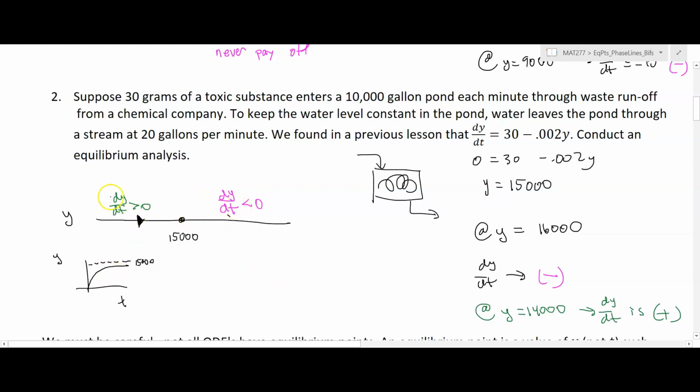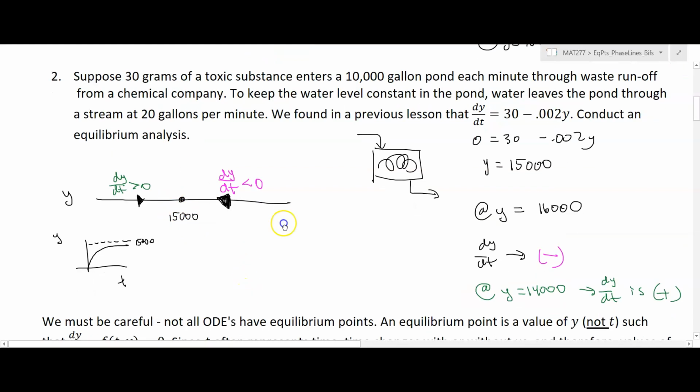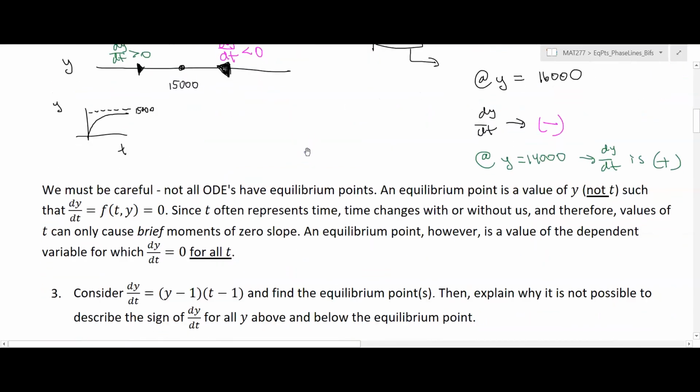Notice that we don't have any information here about t. We're not really concerned about it because the qualitative analysis just tells us what's happening. And here, if dy/dt is less than 0, that means y is going to decrease, and it's going to decrease closer to y equals 15,000. Again, if it hits 15,000, the amount of toxic substance in that pond, then the rate of change becomes 0, and we are basically at a saturation level. So this is a really powerful analysis. And we've got to be careful because not all ODEs have equilibrium points.